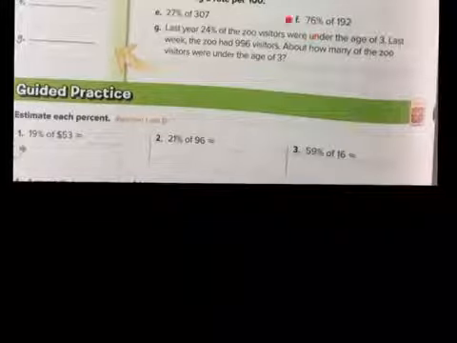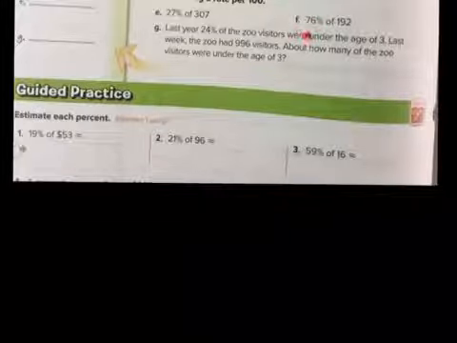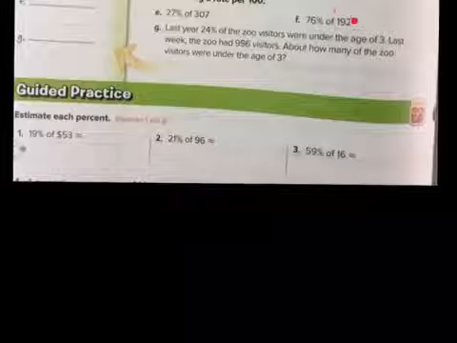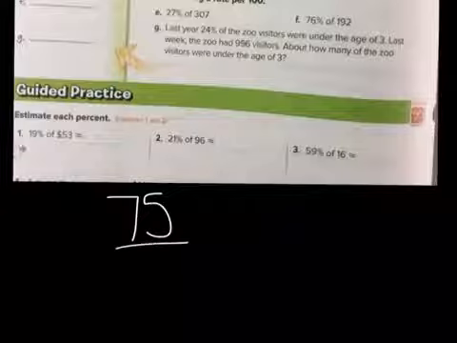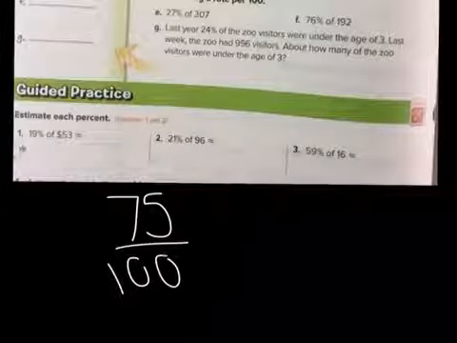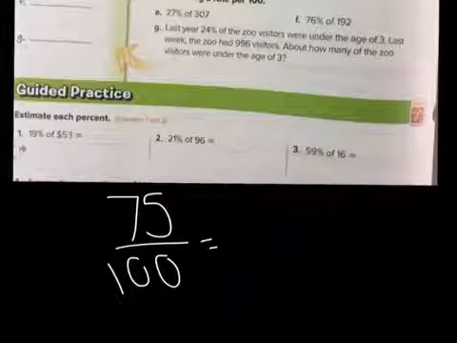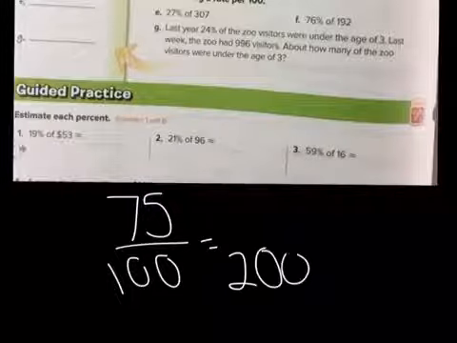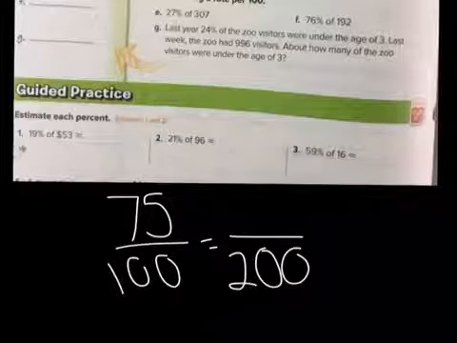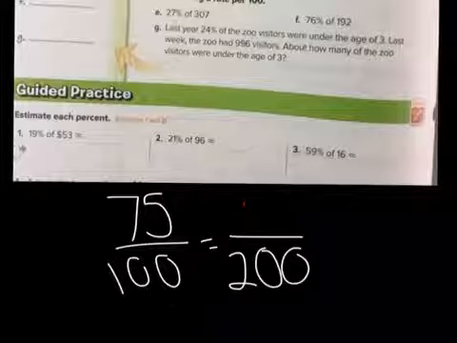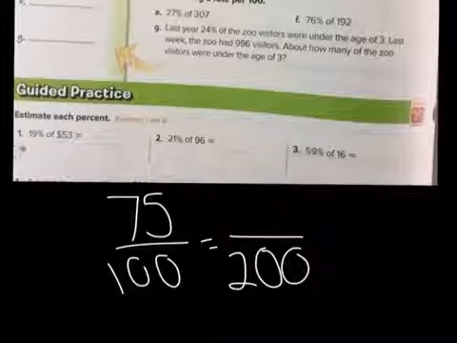Letter F. We have 76, which I want to round to 75, 76% of 192. We could also say this, boys and girls, we could say 75% of, let's see, we can round it to 200. That's a bit of a reach, but it makes it nice and easy for us, right? So what did I do to this 100 to make it 200? Do the same to the 75. I doubled it, double that, and there's your answer.